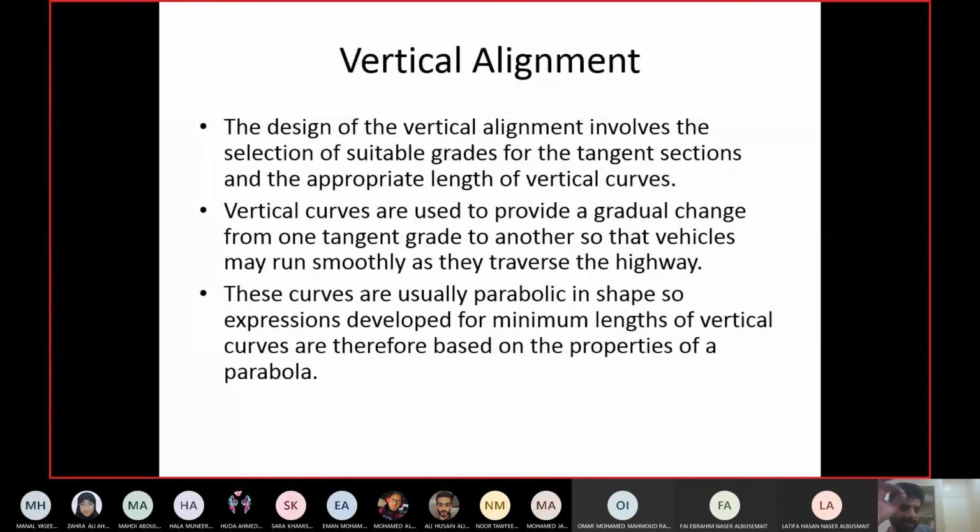So you select the gradient, and wherever you have to provide the change in gradient, you have to provide a vertical curve, or what we call a parabolic curve. Both of them mean the same thing. So wherever you are providing the vertical curve, you have to find out its length. So vertical alignment includes design of two parameters, the gradient and the length of the vertical curve. Vertical curves are used, like I said, to provide the gradual change from one gradient to another, or one tangent to another. And the curves are parabolic in shape, so the equations are for a parabola.